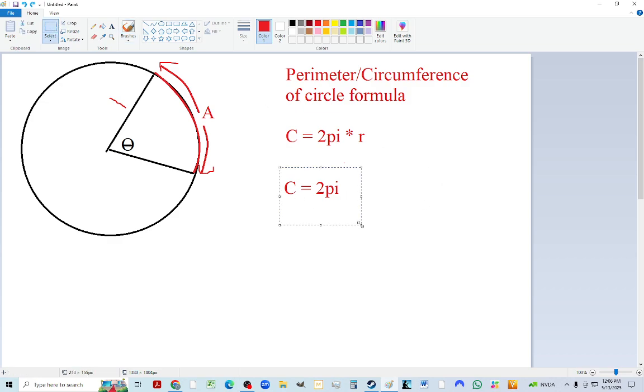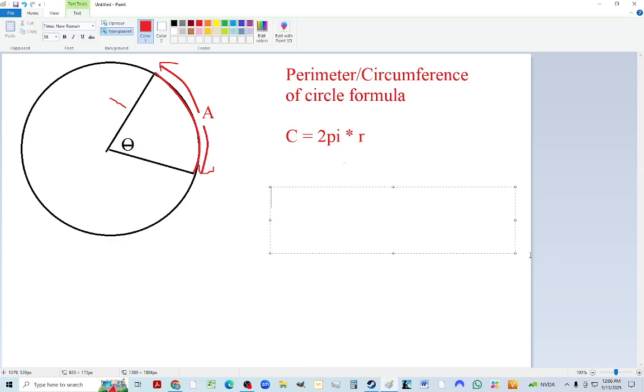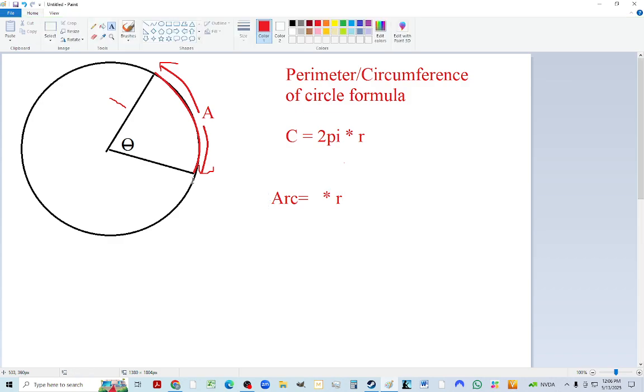That arc length, let's get rid of that, is the same as taking the angle, whatever the angle is, theta, times the radius. Now, this is the angle. We use theta to measure, and I use this now because if I use A, it's going to get confusing. So we get this formula.